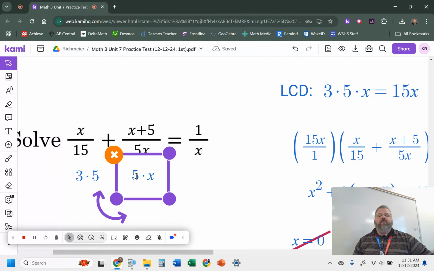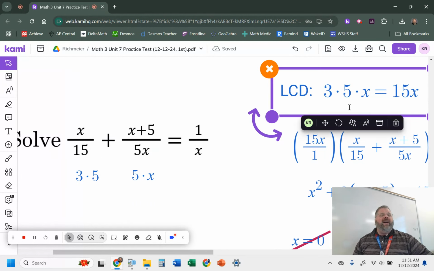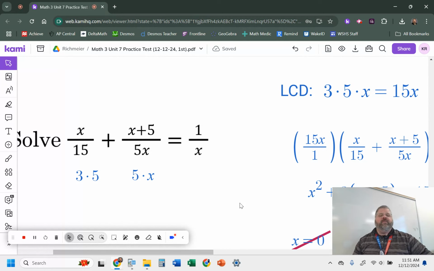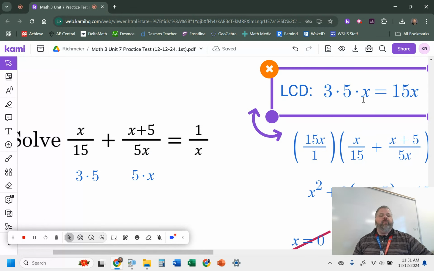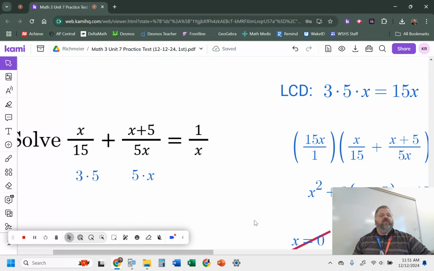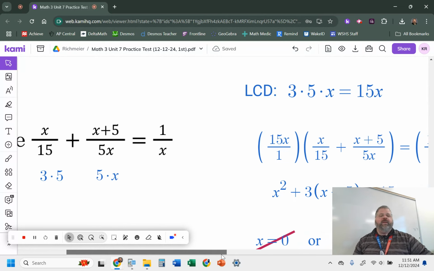5 appears in both of these, but in both of them it's to the first power. So I just put 5 in one time and raise it to the first power. These two denominators both include an x, but I'm only going to put it in once, and I'm going to raise it to the first power because in both of them it was raised to the first power. Then I multiply that out. 3 times 5 times x gives us an LCD of 15x.